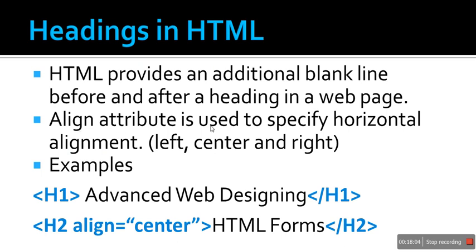The align attribute is used to specify horizontal alignment. Your header tags can have this attribute called align, where you can specify the horizontal alignment in the web page, whether you want the heading on the left side, center or right. These are two examples: advanced web designing, and one more using H2 with the align attribute. So what we'll do is add these two headings in our first page.html.